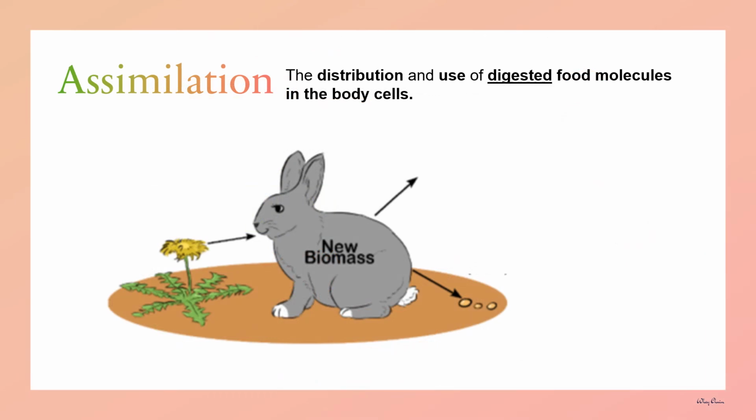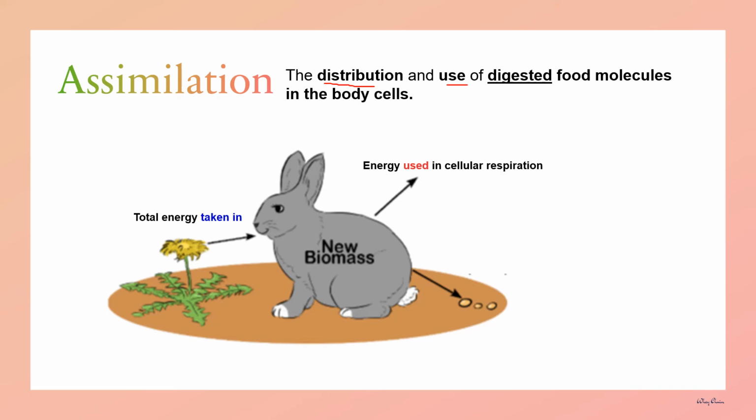Why we say 10% of energy is transferred from one trophic level to the next trophic level is actually related to assimilation, which means how the organism distributes and uses the digested food molecules, which are nutrients, in their body cells. So if we look at this summarized diagram, when the producer is eaten by the herbivore or the primary consumer, the energy will be taken by the organism. However, not all energy is able to transfer to the primary consumer.